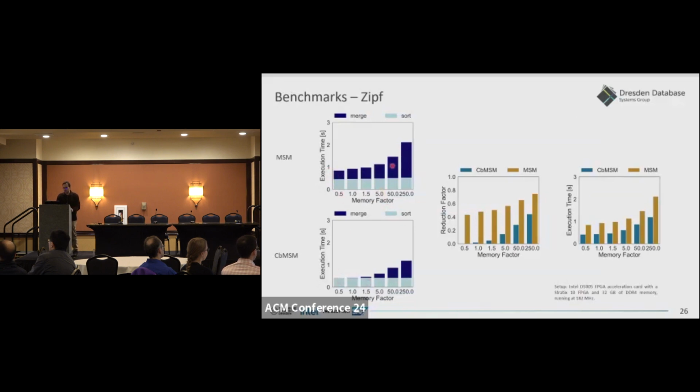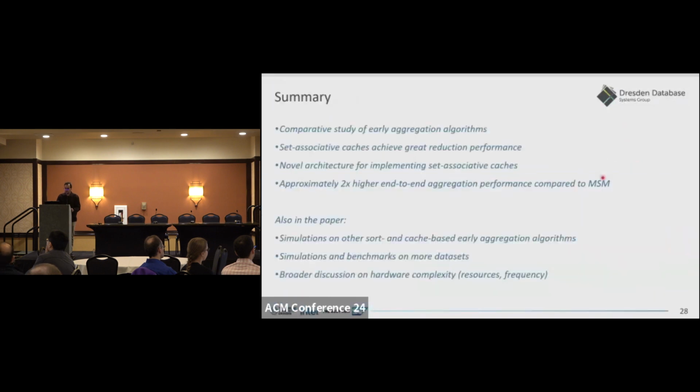However, the merge times in dark blue are much smaller for CBMSM. The reason behind that is that there is less data to merge, because cache-based early aggregation does a better job in this case compared to sort-based aggregation. That's what we saw through our reduction factors. Looking at end-to-end aggregation performance, we see that CBMSM runs around 2 times faster compared to MSM. So let me conclude with a brief summary.